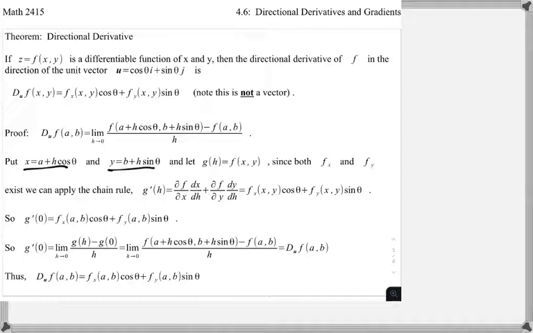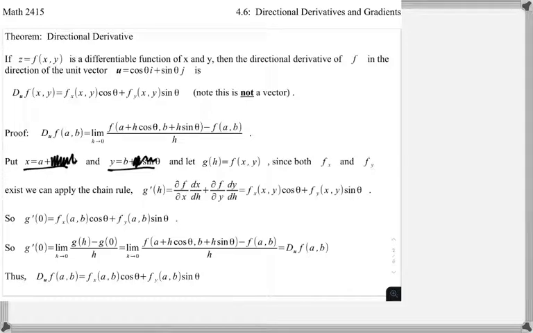Okay. Now if we evaluate this at 0, so g prime of 0, so if h is 0, then that knocks off these two terms, and so x is equal to a and y is equal to b. So g prime of 0 would be the partial of f with respect to x at a, b times cosine theta, plus the partial of f with respect to y at a, b, and then times the sine of theta.